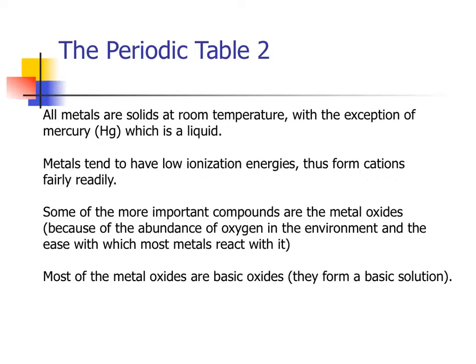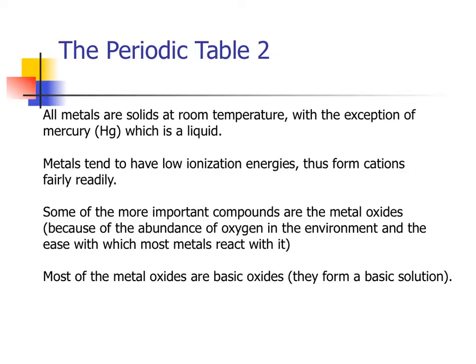Metals tend to have low ionization energies, thus forming cations, meaning they form a positive charge. As you look on your periodic table, the metals will all have a positive charge on the upper right-hand corner, and that happens fairly easily and readily. We'll look at ionization energy and trends in chapter 3, but it's not a bad idea to at least hear the term before.